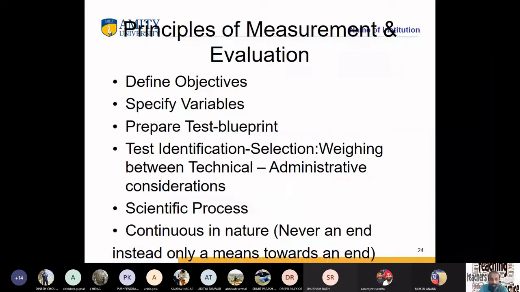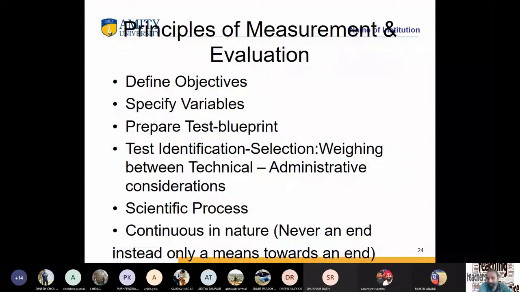Think about a sports scenario of an athlete and a coach. If both of them are not on the same page, not on the same objective, yes, it will deviate. So it is very important to understand the first two principles: that the objective needs to be defined.